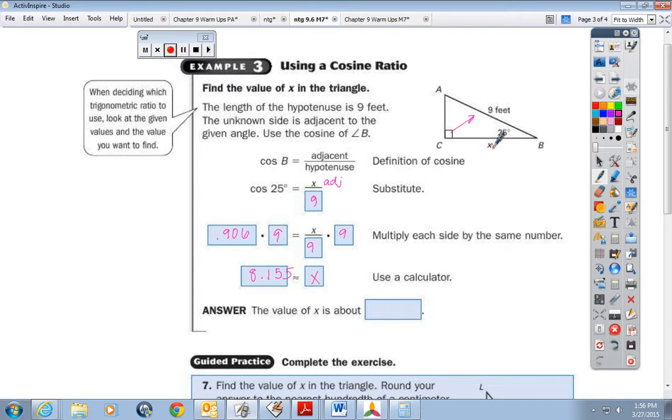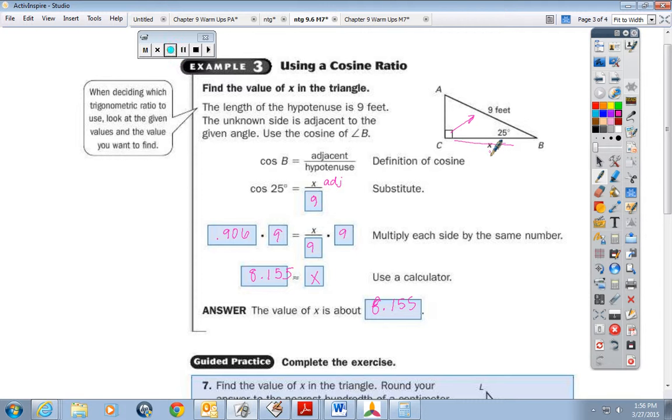8.155. Now, does that make sense? Is that close to 9? The hypotenuse is always the longest side. Is it a number that's relatively close to 9 but not greater than 9? Yeah, so that makes sense. So on those, and we'll do some more practice of that. Here's another practice of that.